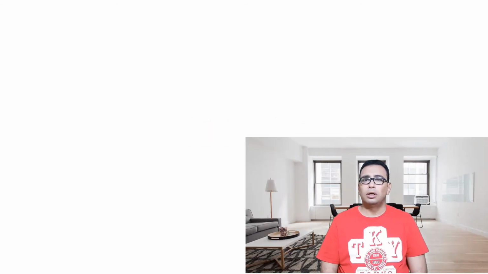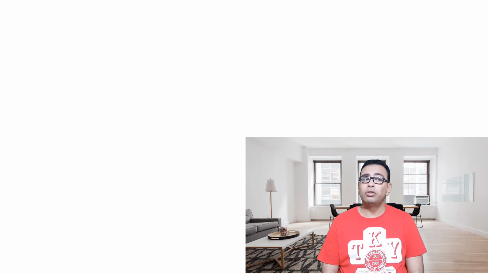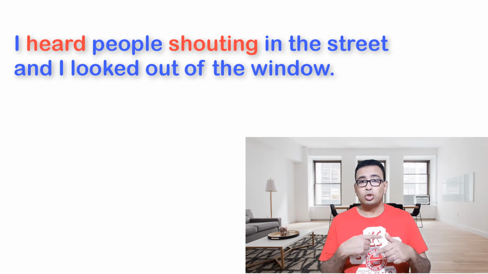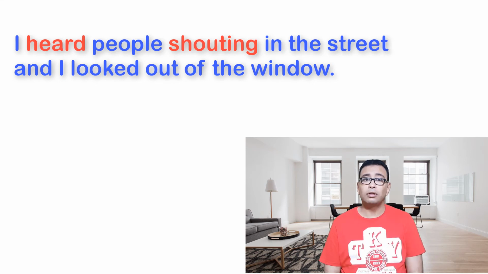Please note this. When you use verb plus ing after these verbs, we focus on the continuity of the action. For example, I heard people shouting in the street and I looked out of the window. So when I heard people shouting, I looked out of the window, and maybe they continued shouting even after I opened the window.